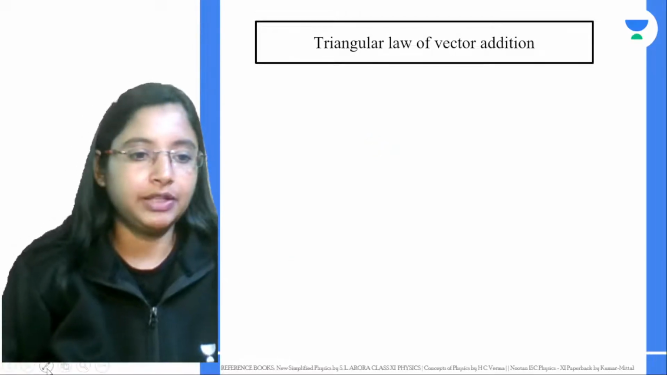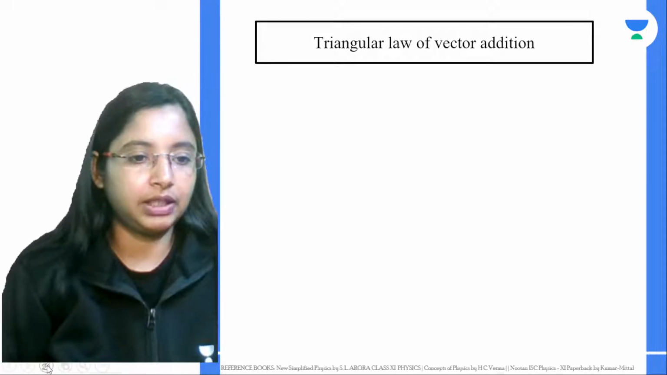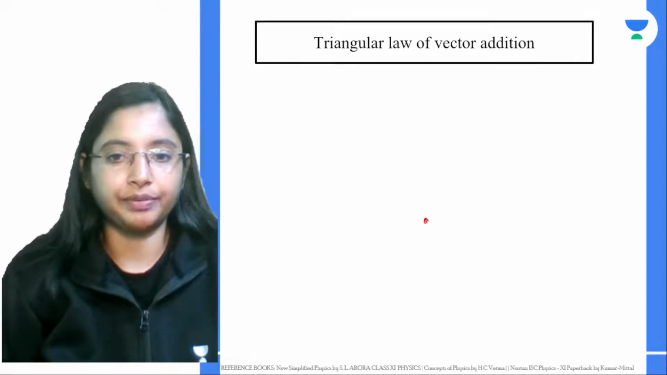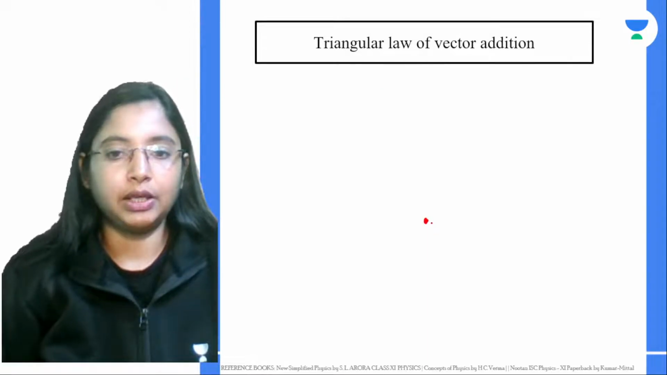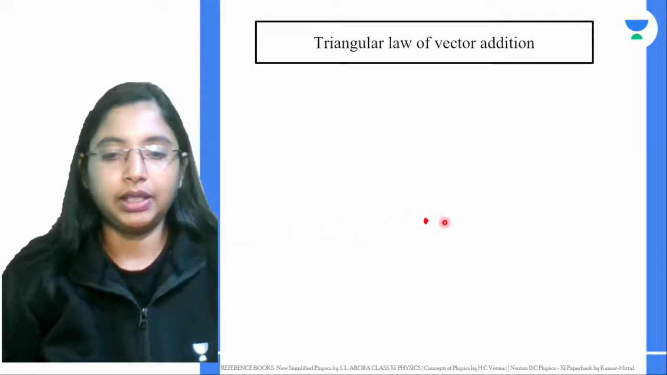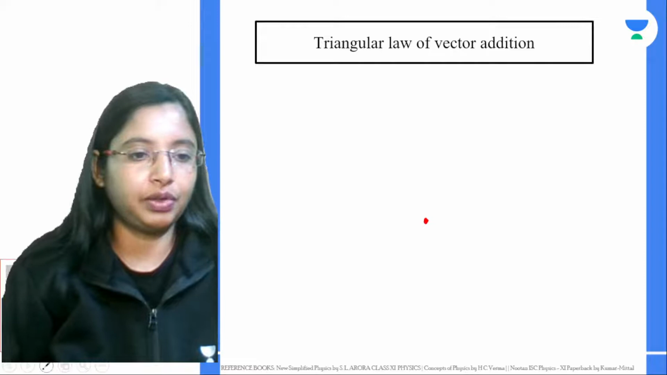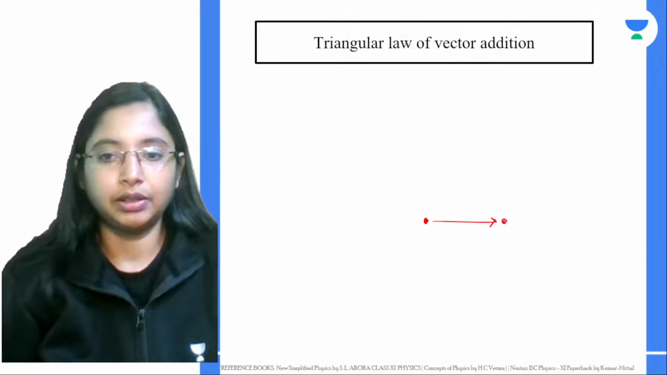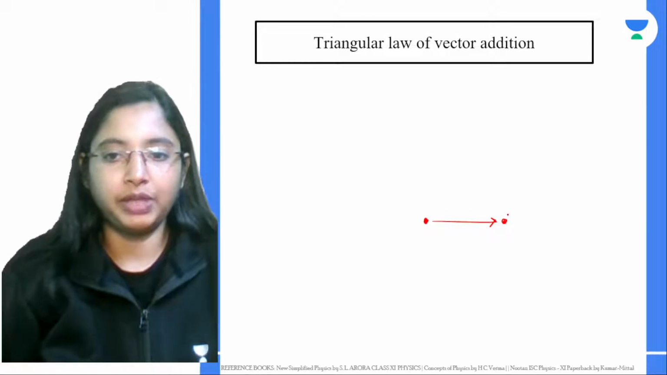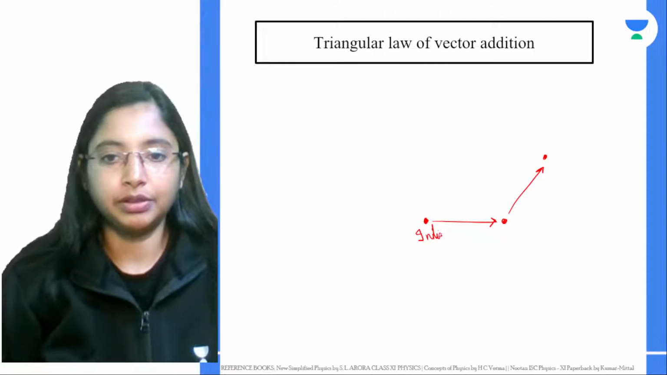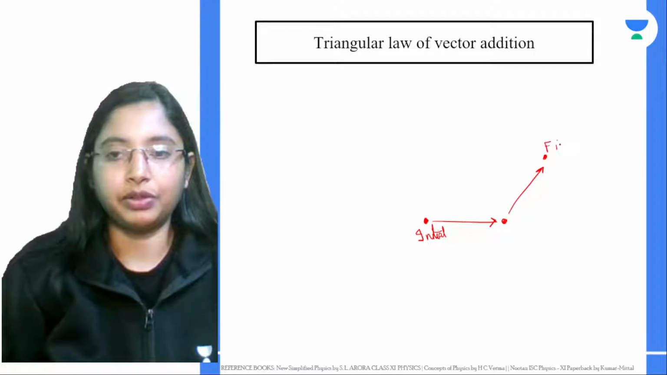Alright, now let's look at the triangular law of vectors. We already saw this in the last class. For example, let's say there is an object here, and a force is being applied to it in this direction, and because of the force applied, the object moves here. Then one more force is applied, but in this direction. So this is the initial or starting point, and this is the final point of the vector.